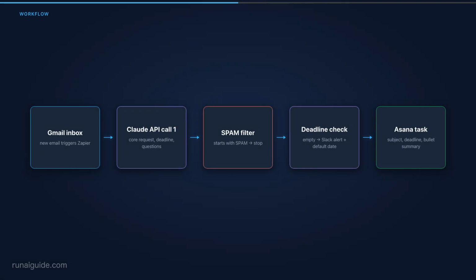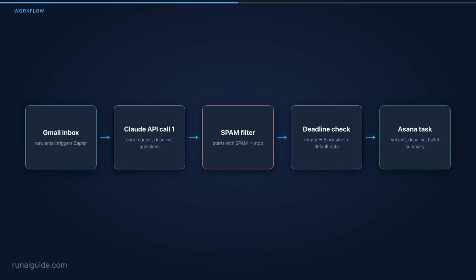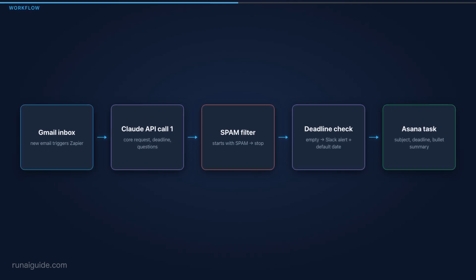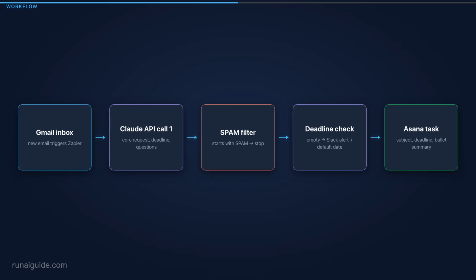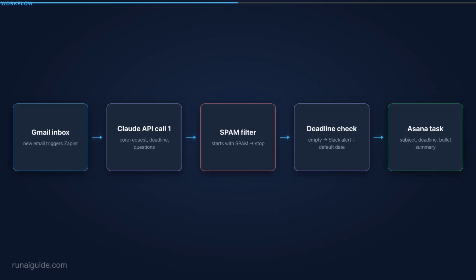A new email lands in a designated Gmail inbox. Zapier triggers and sends the full email body to Claude API with a structured extraction prompt. That prompt asks Claude to return 3 things: the core request, any deadline mentioned, and a list of the client's questions. It also instructs Claude to begin its response with spam if the email isn't a genuine inquiry. Zapier reads that output. If it starts with spam, the email moves to the spam folder and the workflow stops.